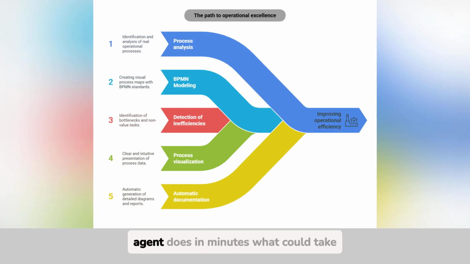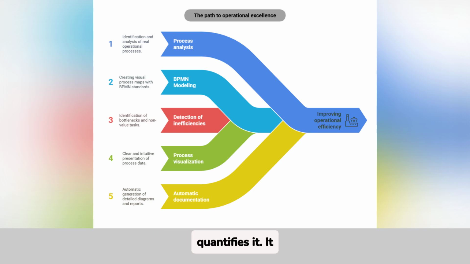Exactly. This agent does in minutes what could take a human team weeks or even months to accomplish. And the best part is that it doesn't just detect the problem, it also quantifies it. It tells you how much time and money you're wasting due to this inefficiency, what impact solving it would have, and gives you an ROI estimate to take action.